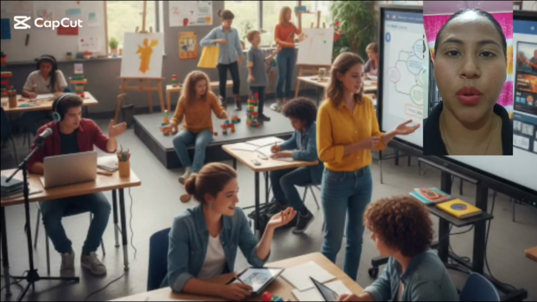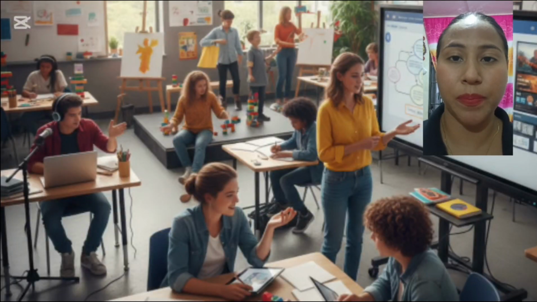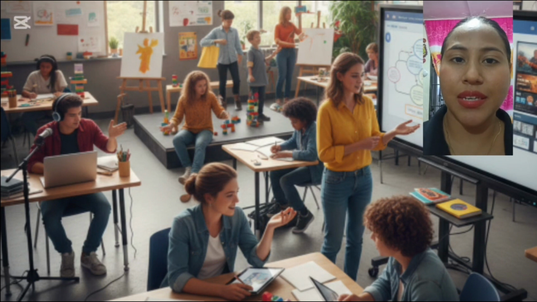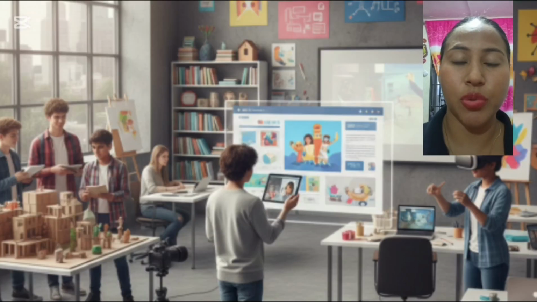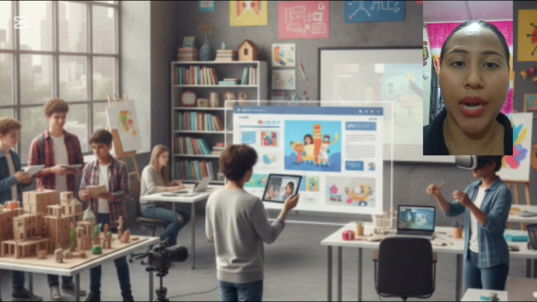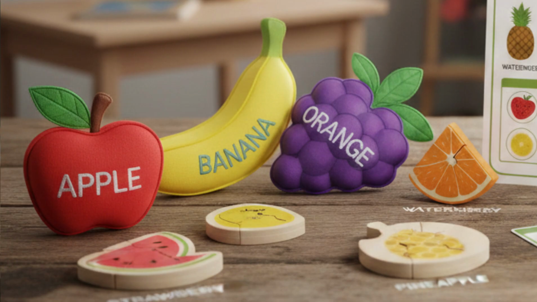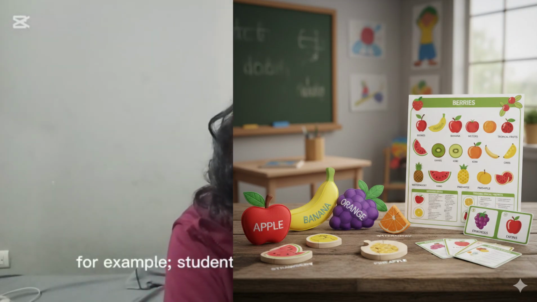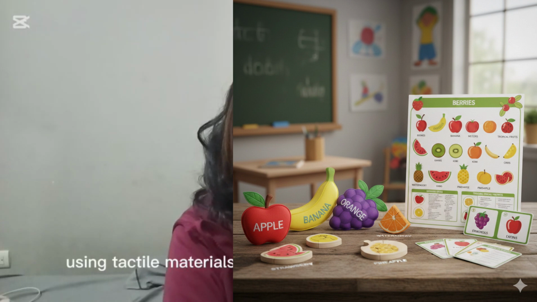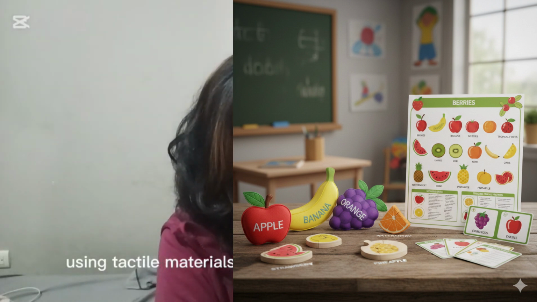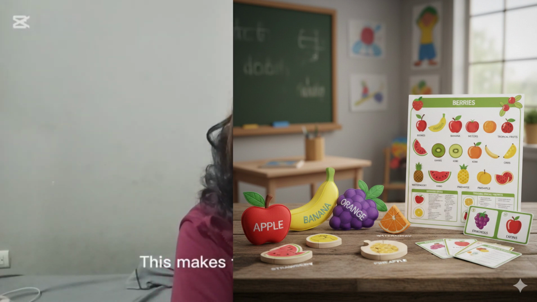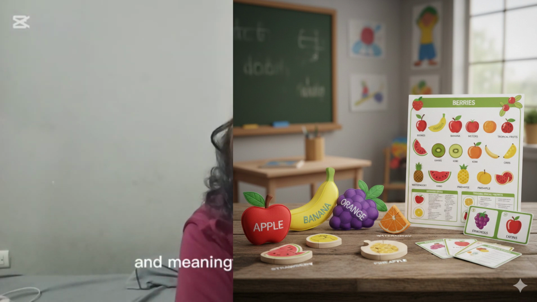The third principle gives students different ways to express what they know. Instead of only writing, they can demonstrate understanding through oral descriptions, recordings, or tactile matching tasks. Learning objectives should focus on communication and comprehension, not only visual recognition. For example, students will identify and name fruits using tactile materials and simple English sentences. This makes the goals accessible and meaningful for all learners.